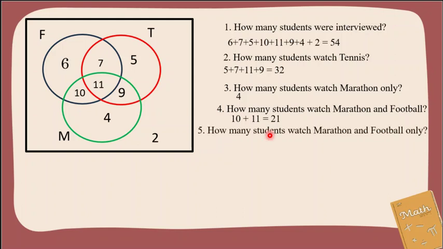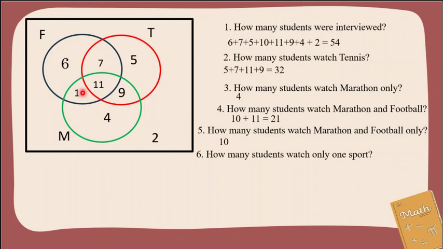Now a very close question to that is, how many students watch marathon and football only? Now there is a distinction here. We have only. That means the people who watch marathon and football we considered earlier. This time around, we are considering the people who watch only the two of them and nothing else more. Now you recall, these people have something to do with tennis. So we will not add that. So people who watch marathon and football only are these people here. So it is this region, and that is 10, like the diagram depicts.